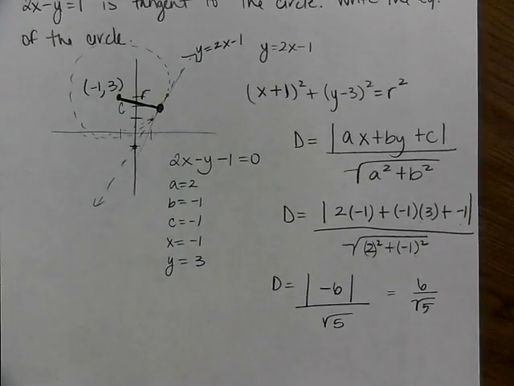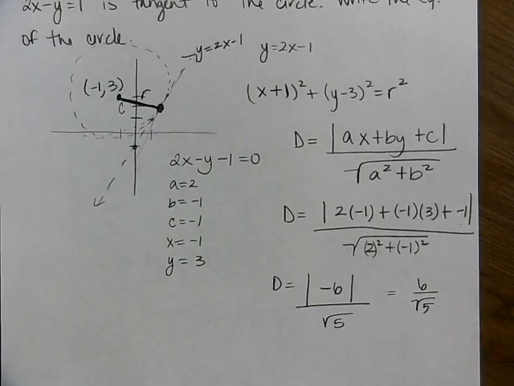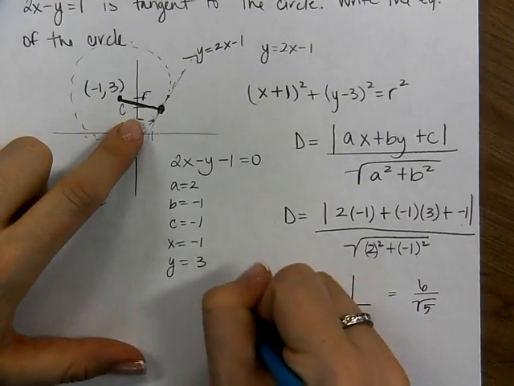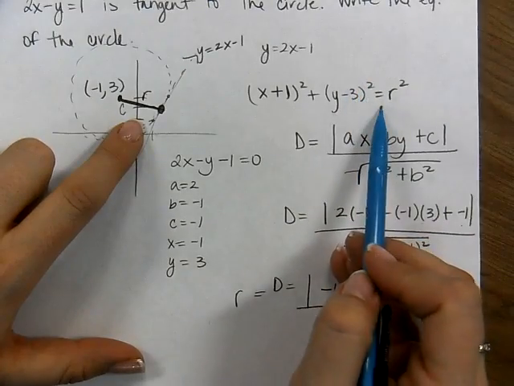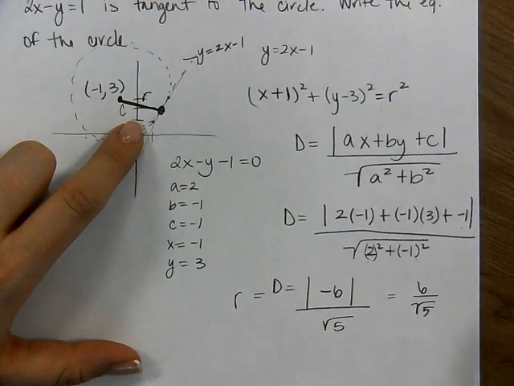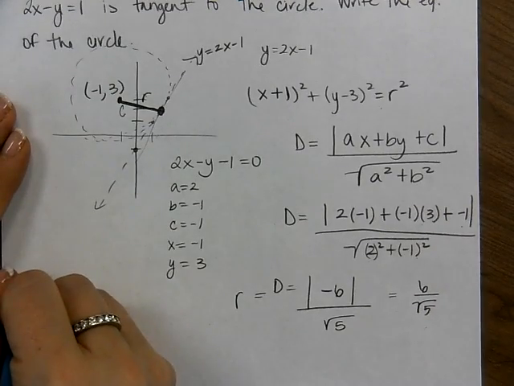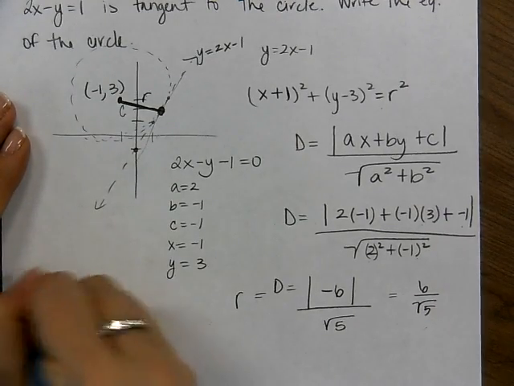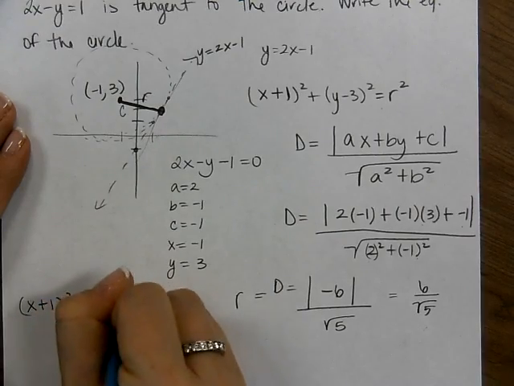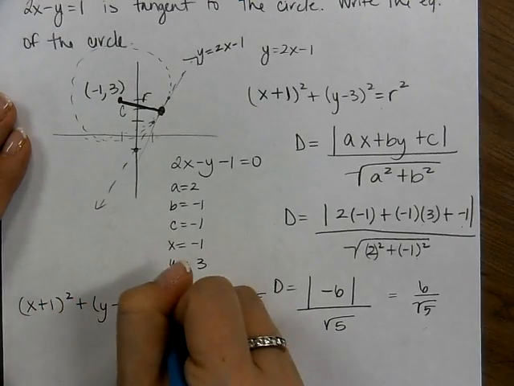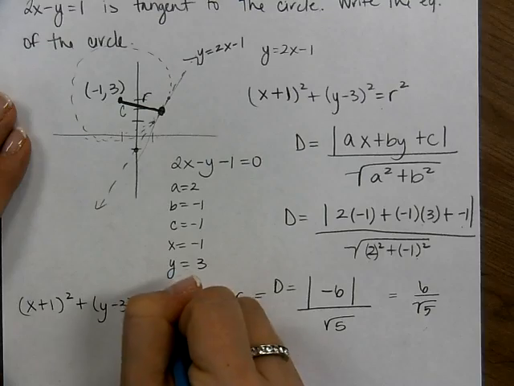Now, normally, the first thing we would do with this is start rationalizing, right? But keep in mind that this distance is really the what? The radius. Well, what happens when you plug in the radius to this formula? You square it. So that square root on the bottom is going to go away anyway. So don't bother rationalizing anything until you plug it in and see what it really does. So, final answer should be x plus 1 squared plus y minus 3 squared equals 36 over 5.